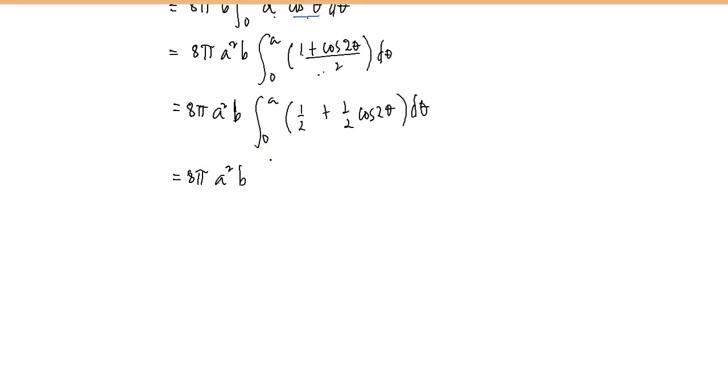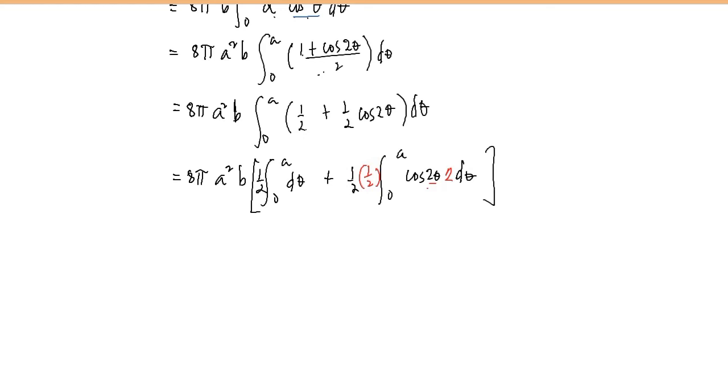We have here the integral from 0 to a of 1/2 d theta for the first term, plus 1/2 integral from 0 to a of cosine 2 theta d theta. Now if we look at this second term, since the derivative of 2 theta is 2 d theta, we multiply 2 here and we multiply 1/2 outside.